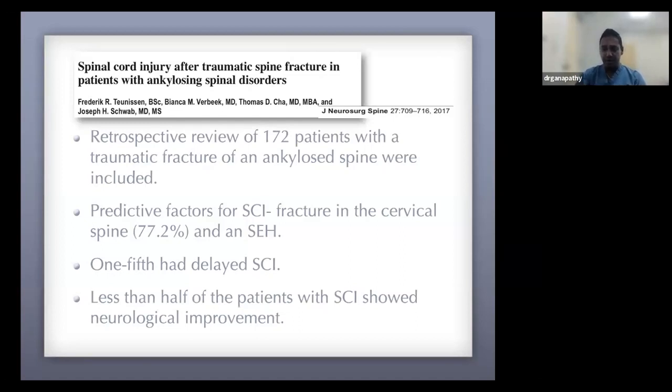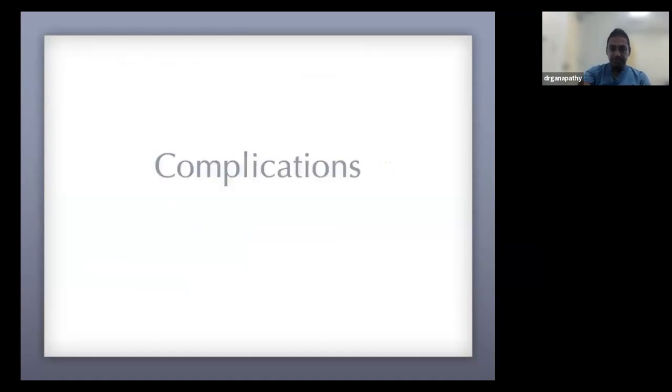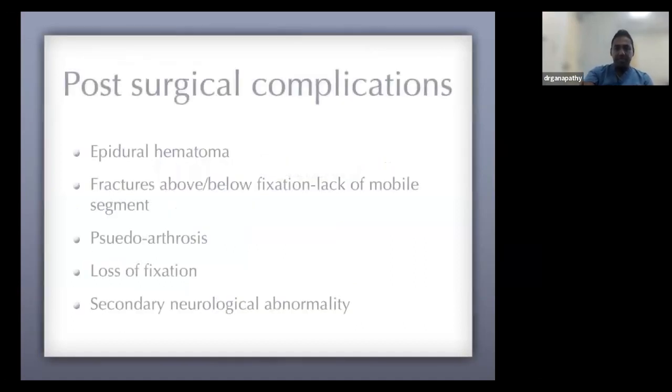This is where it's important, again, to have really close follow-up for these patients and not let them out of your sight too often. Less than half of those patients that had spinal cord injuries showed improvement. So post-surgical complications in general are epidural hematoma, and fractures above and below fixation because of lack of mobile segments.